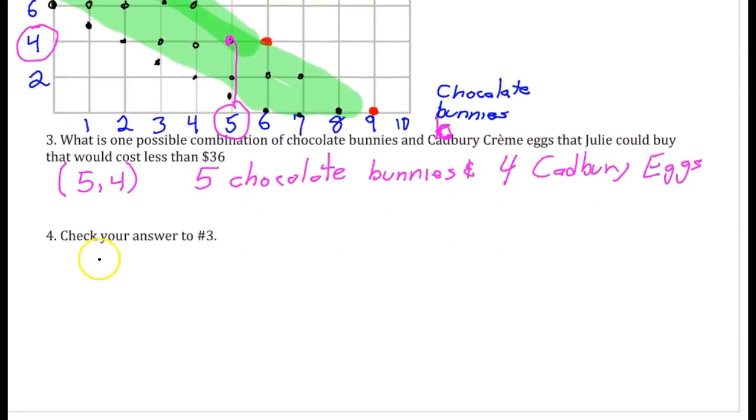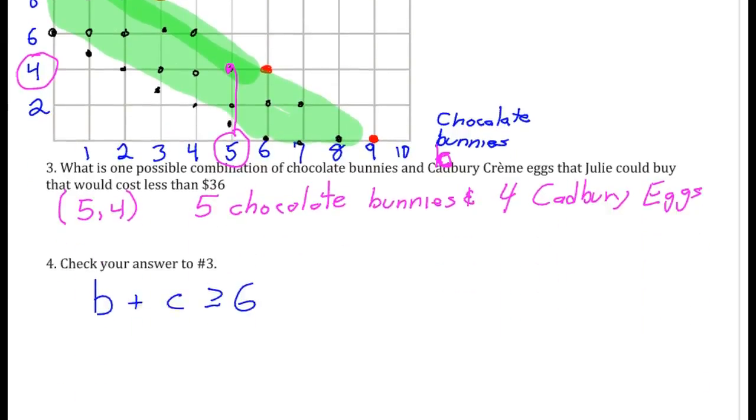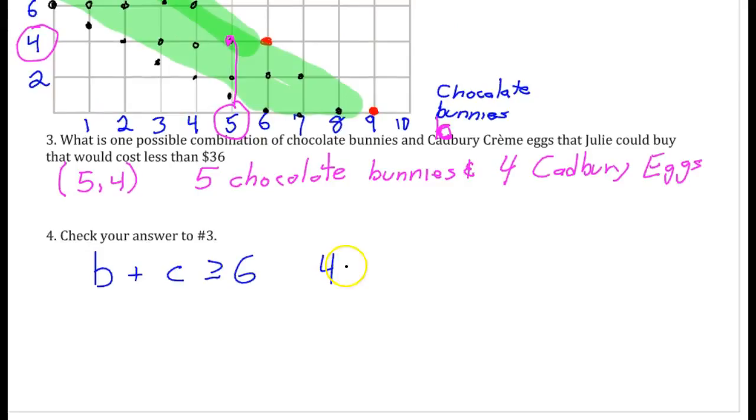So we know that B plus C needs to be greater than or equal to 6 of them. But then, I think it was 4B plus 3C, $4 for each of these, plus $3 for each of these, needs to cost less than $36. So let's verify that with 5 and 4. Now you can pick any point that's in the shaded region and it'll work. That's why it's in the shaded region, is because they're all bigger than 6, right?